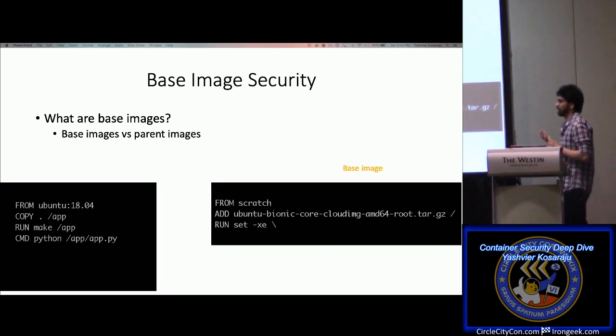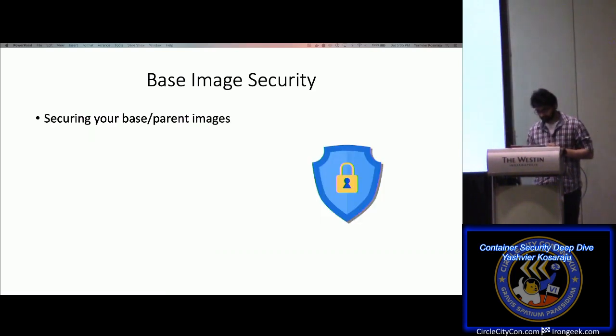Okay, base images. What are base images? I just wanted to quickly clarify between an image, base image, and a parent image. So when you write a Docker file, you reference another image to be the base of what you're building. So for example, on the other side of the screen, you have FROM Ubuntu. So Ubuntu is going to be your parent image, because that's what your image is going to be based on. But when you're writing a Docker file, you start from scratch. So that particular image, when built, is not going to depend on anything else. That's called a base image.